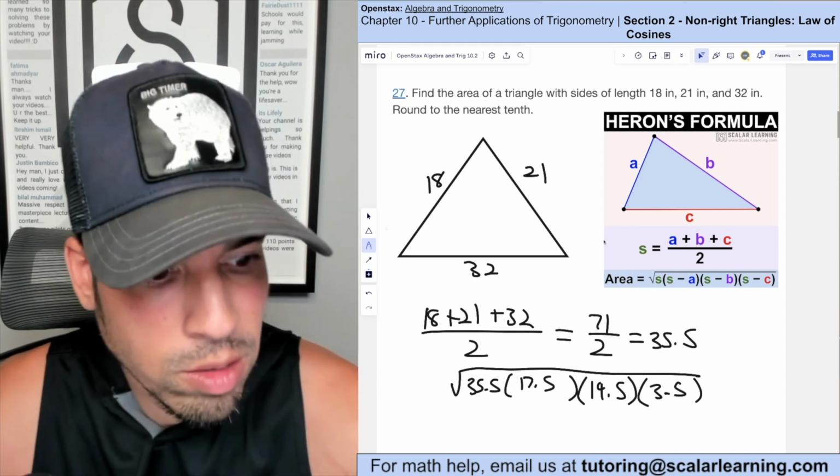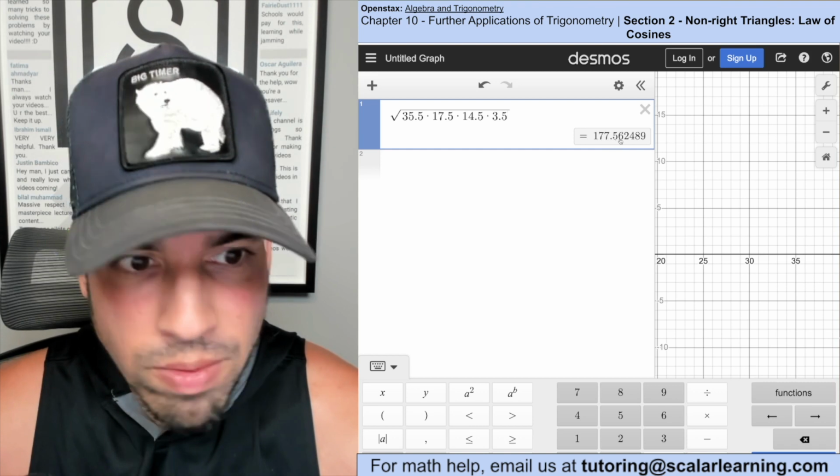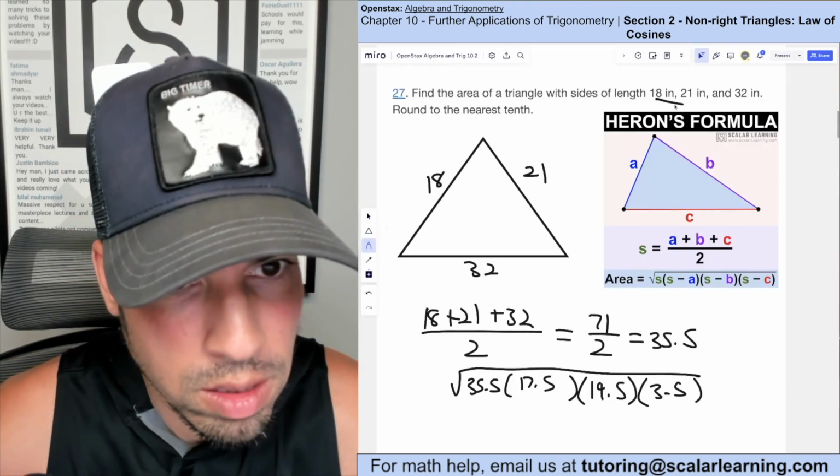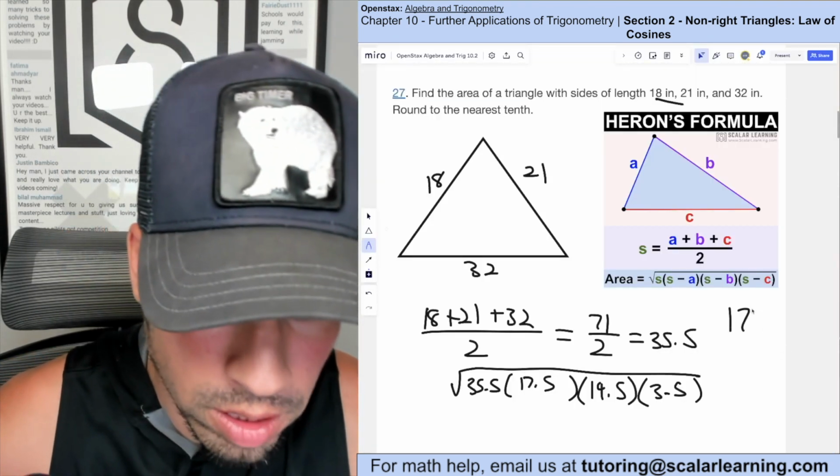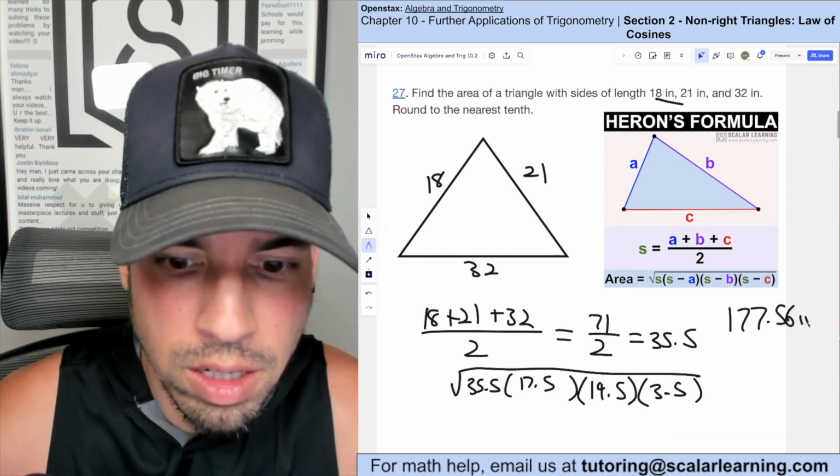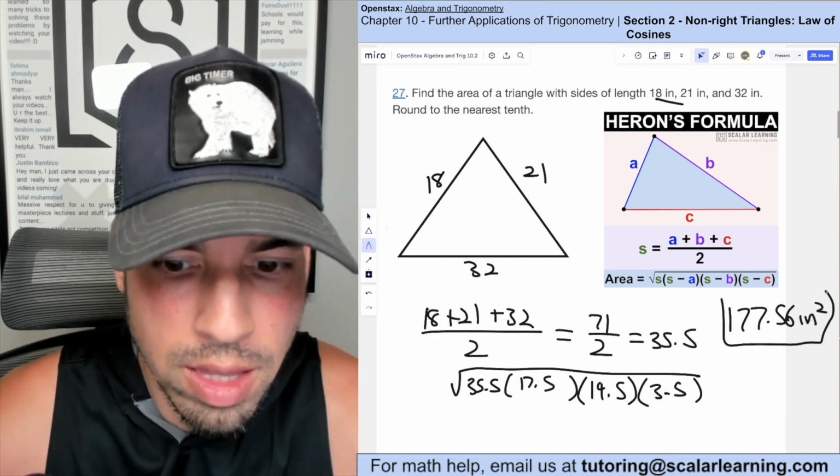So let's plug it into Desmos. And we get 177.56 to the nearest hundredth. And since this is in inches, it's 177.56 inches squared. That's how you do it.